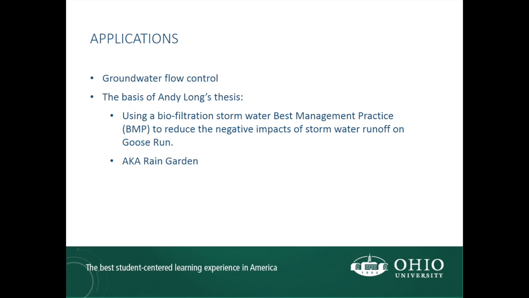Now that we've developed an understanding of the principles governing water and groundwater flow, we can discuss an application dealing with groundwater flow control. This application was the basis of Andy Long's thesis, wherein he investigated how a biofiltration stormwater best management practice could reduce the negative impacts of stormwater runoff on Goose Run, a creek in Marietta, Ohio. This biofiltration stormwater best management practice is also known as a rain garden.